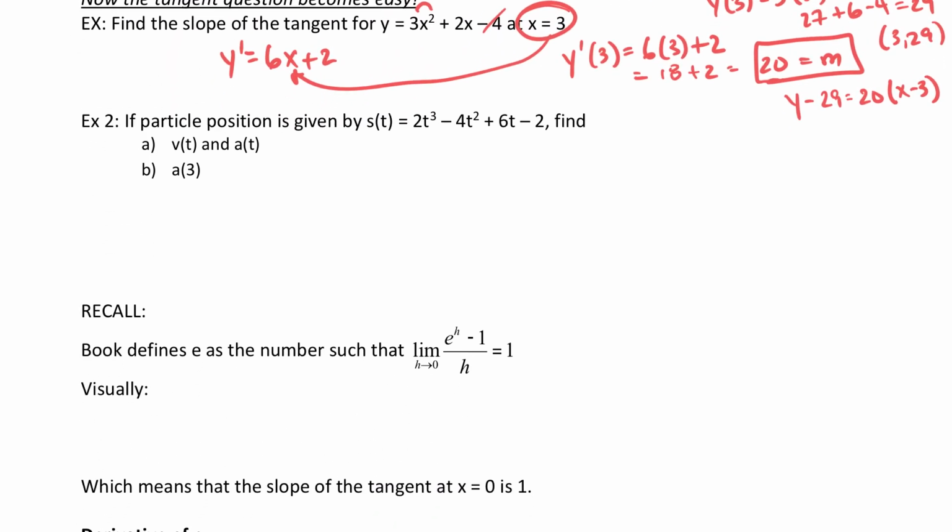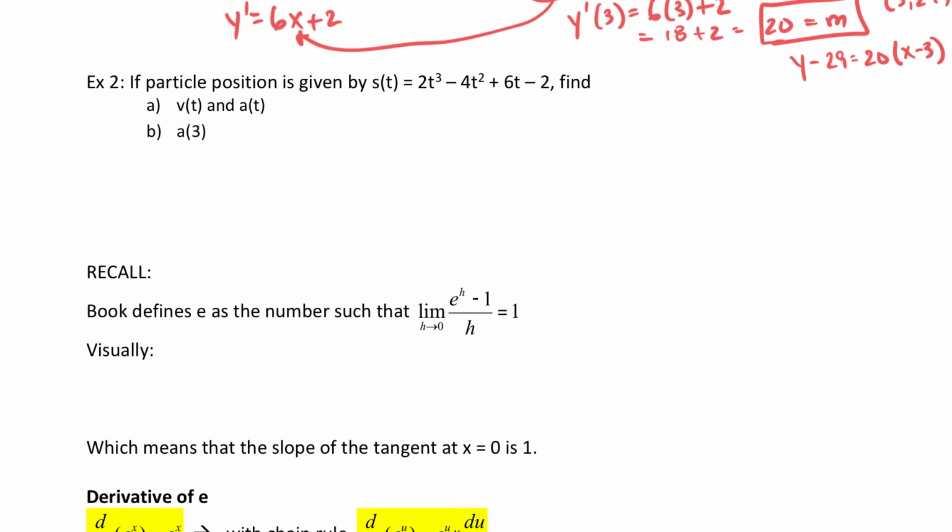Okay, if we have a particle, position is given by this. Find the velocity and the acceleration. All right, so let's take a look. For the velocity, let's do that one first. s prime of t equals v of t. And this would be just taking the derivative of this equation, and this will give me 6t squared minus 8t plus 6. Again, derivative of a constant is 0.